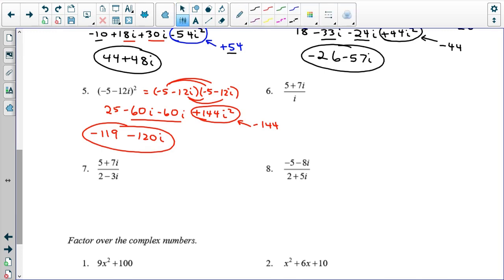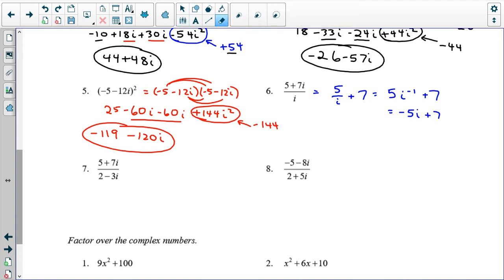If I'm dividing, I actually don't really want to divide the same way. I mean, I technically could in number 6. I could write this, since this is a monomial in the denominator. Well, monomial is an interesting term for an i, but I could write it as 5 over i plus 7. And then if I knew a lot about exponents, I could say this is 5 times i to the negative 1 plus 7. And then i to the negative 1, I realize, is negative i. So that's negative 5i plus 7.